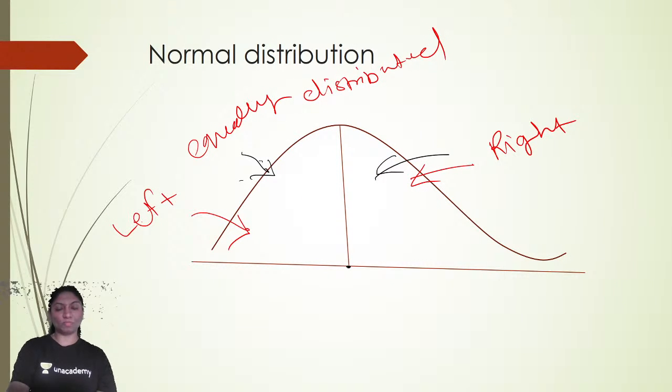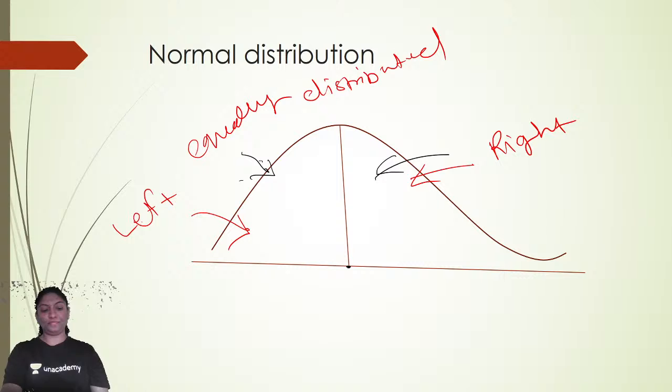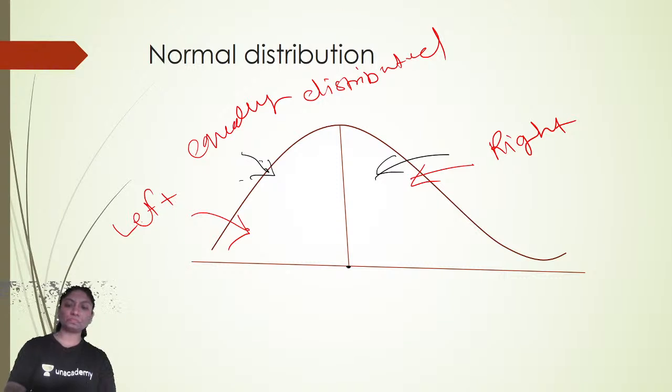Now this is a normal distribution. If anything is given, suppose height, or the same example, income distribution, you can check the distribution. If it is equally distributed on both sides, then that distribution is called a normal distribution.